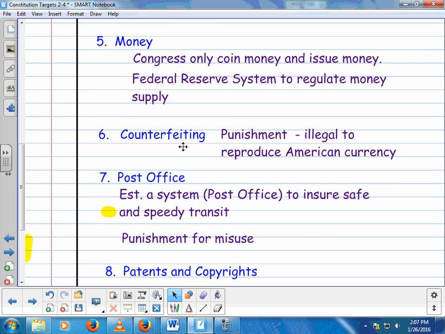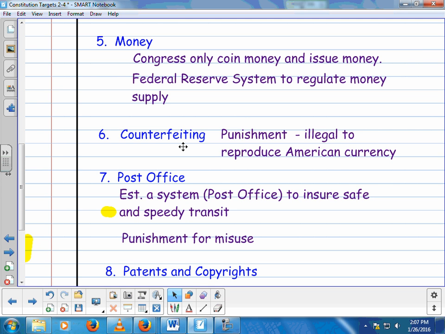Number 7, post office. This was a system established to ensure safe and speedy transit of our communication. When this was established, the only way that we could communicate would be through letters and messages. The post office was established to make that as efficient as possible. Route 40 is an example of a post road, which was part of the post office system in an effort to get communication across the country as safely and quickly as possible.